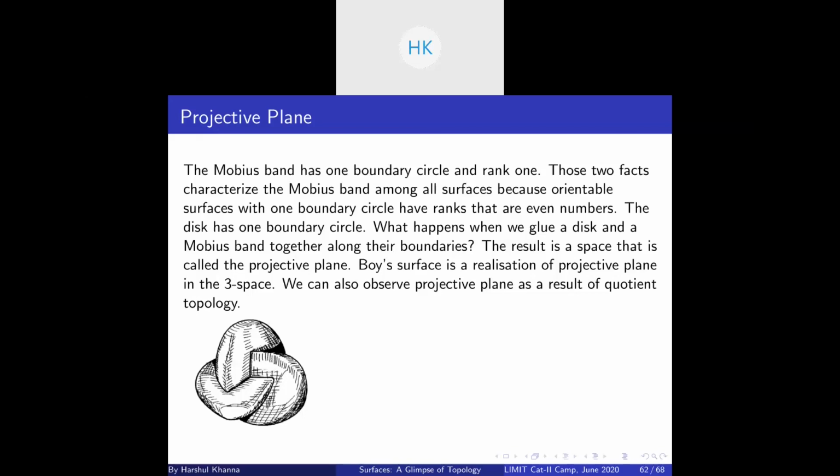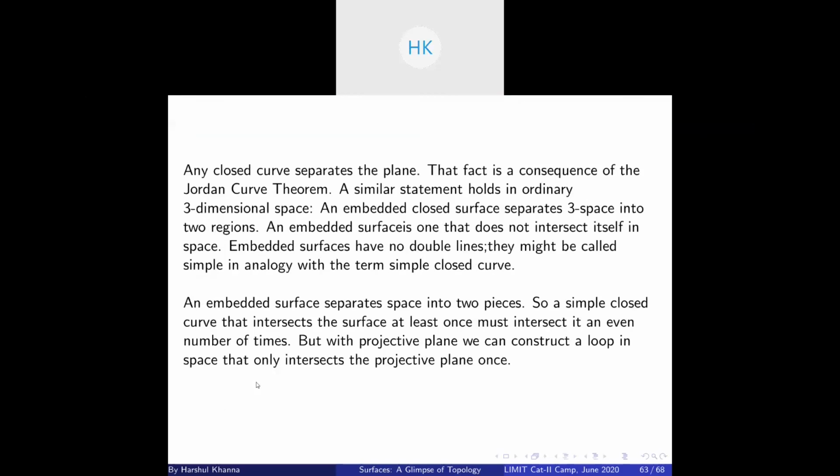We can also observe projective plane as a result of quotient topology. I will discuss what is quotient topology now. So okay, let's talk about it. First of all, let's talk about a very interesting observation. So any closed curve separates the plane. I'm not saying simple. Any closed curve also separates the plane, because you can always find a simple closed curve within that closed curve, and that separates the plane, so the closed curve will also separate the plane.